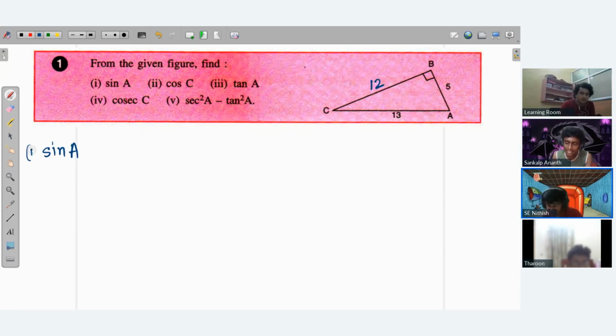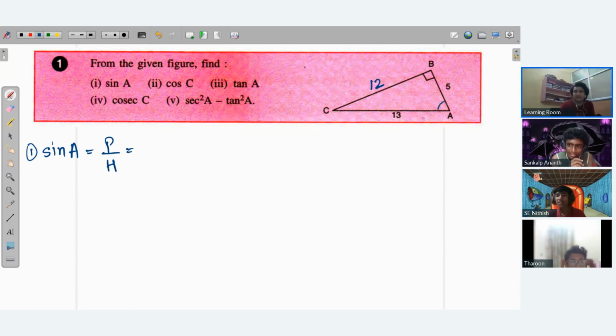Sine A is perpendicular over hypotenuse, right? Perpendicular is 12, since now the angle of reference is A and the opposite side is perpendicular. So it's 12 by 13.